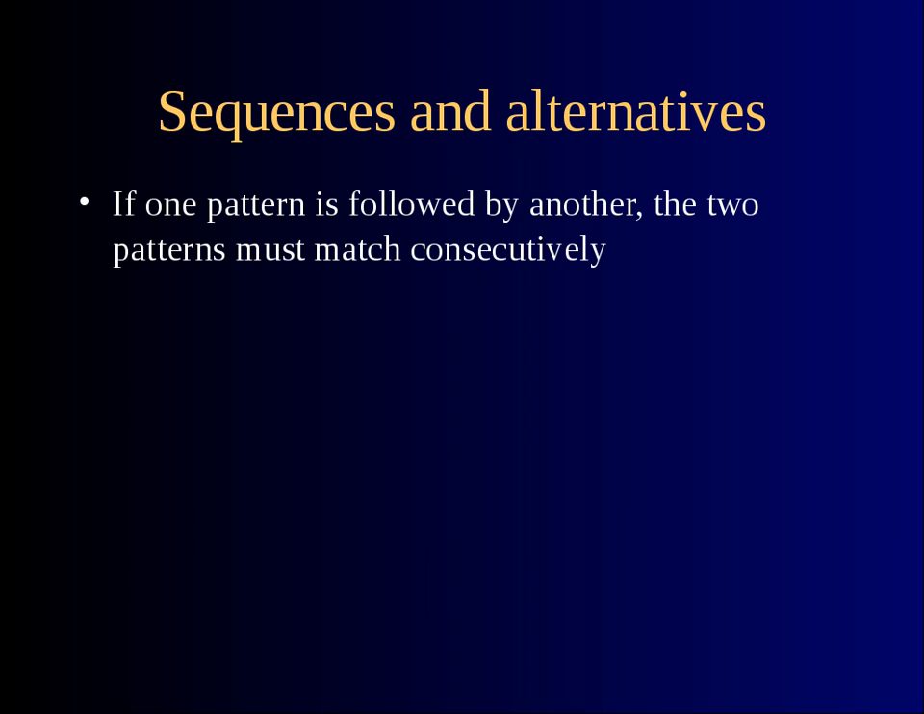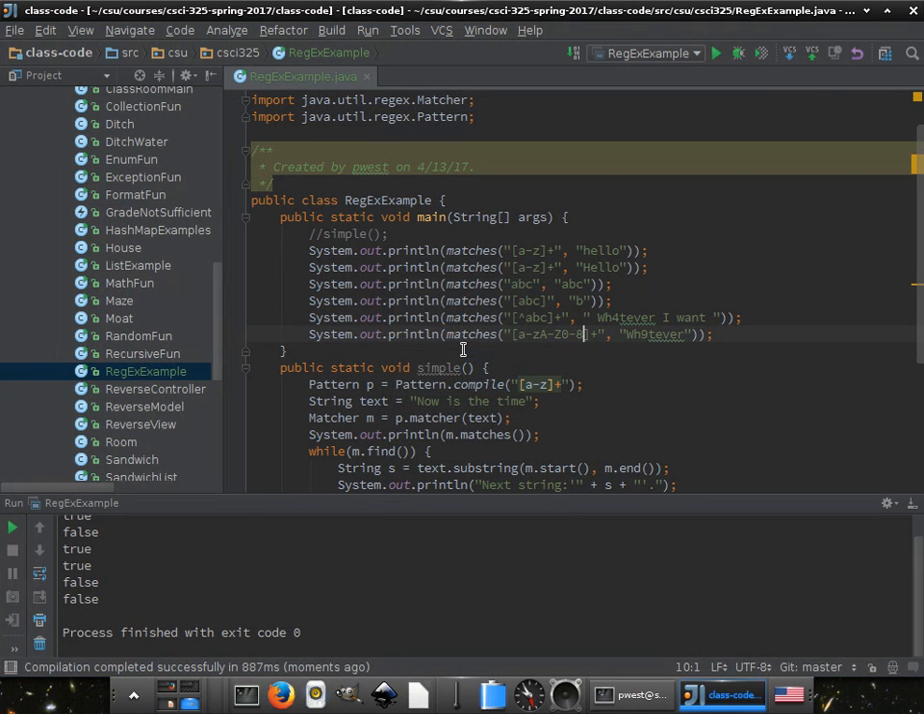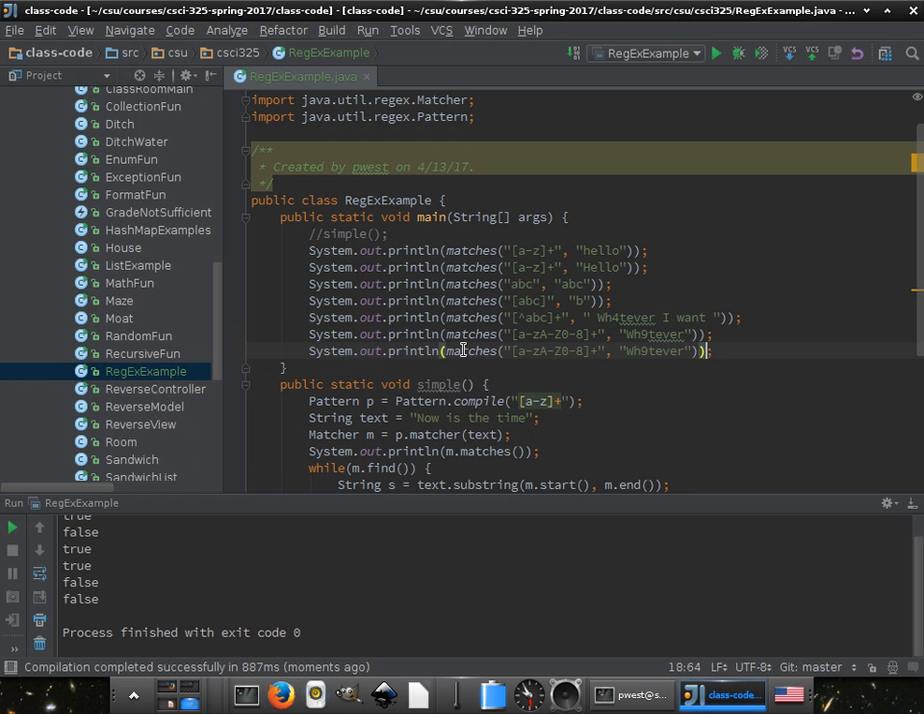If one pattern is followed by another, they must match consecutively. So for example, capital A through Z, any number of those followed immediately by one digit. We'll put a plus right here, and then a single 0 through 9. So that means, do I match 3? That should match because it ends with a digit.